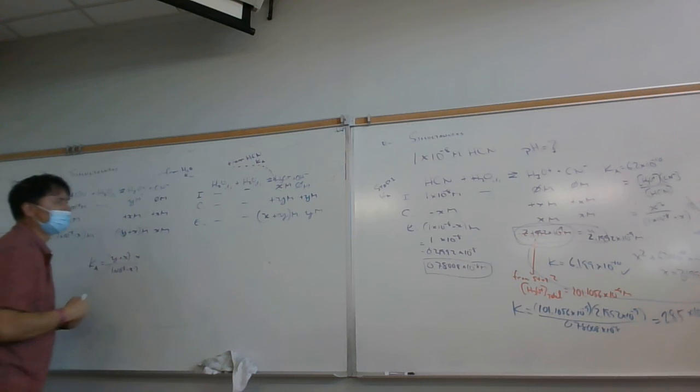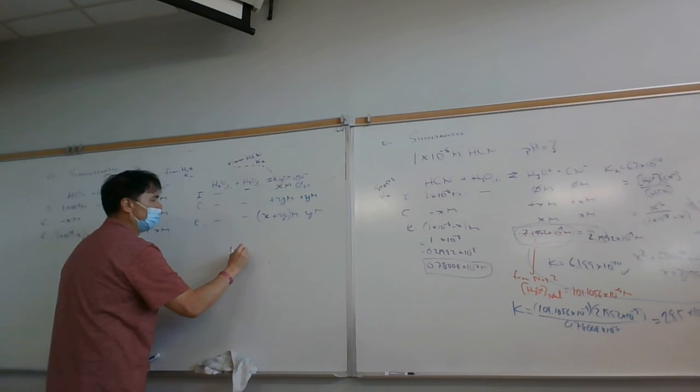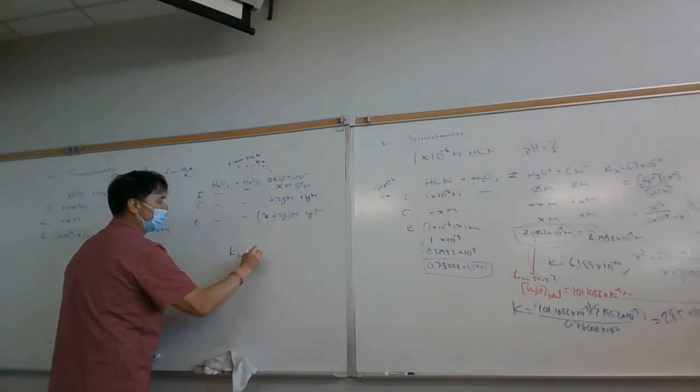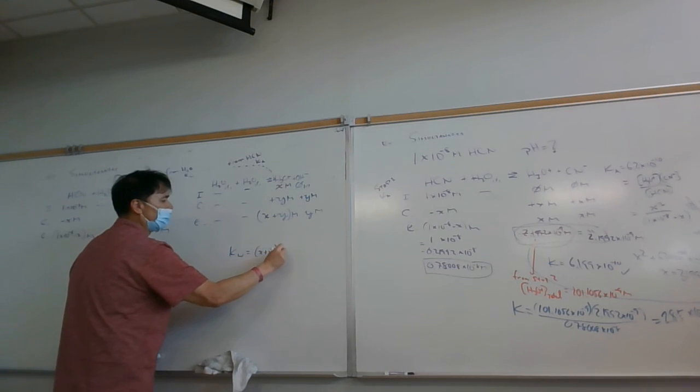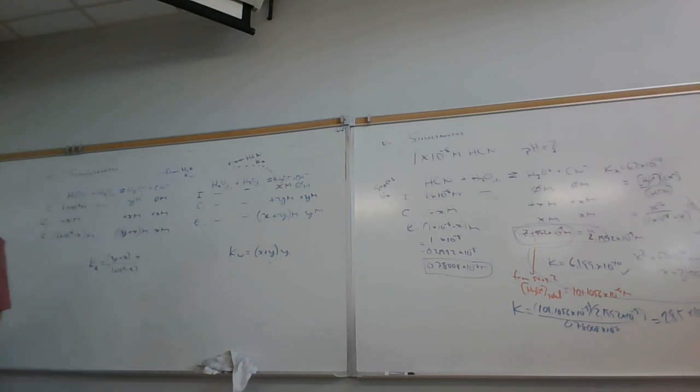Okay, and then the other equation that we're going to have is Kw. Kw is going to be X plus Y times Y. And so how do you solve a system of equations like this? You usually solve for one variable and then substitute. But this one's a bit more tricky. Even though it seems pretty simple, you just solve for one and then substitute to solve for the other. It's not so easy.